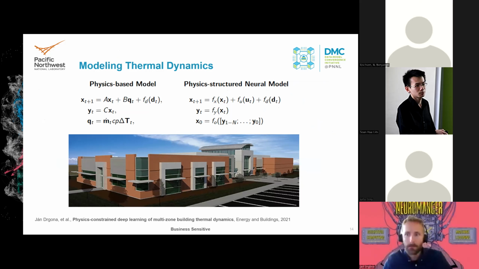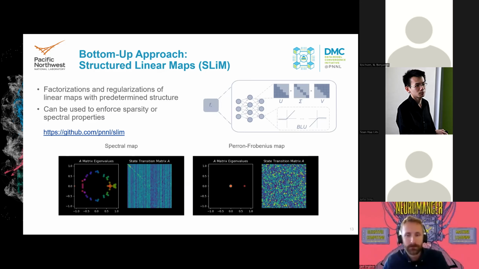Can I ask a quick question about the previous slide? Oh, yes. That's good. Sorry, can you say this again? So how do you enforce constraints on the eigenvalues here?